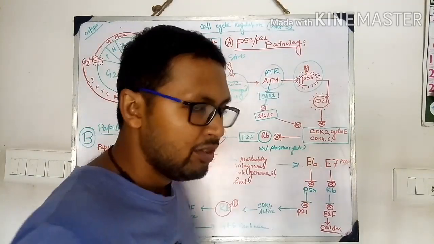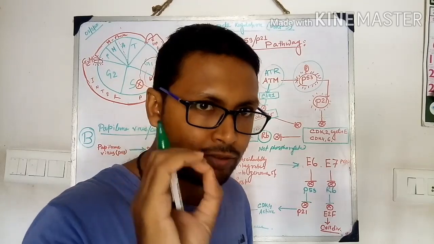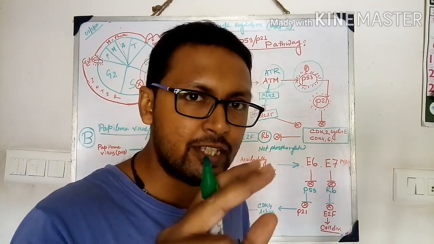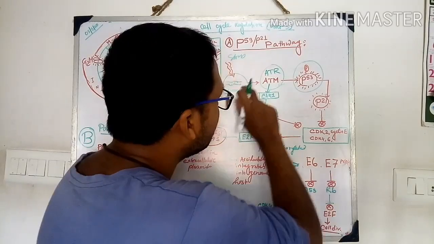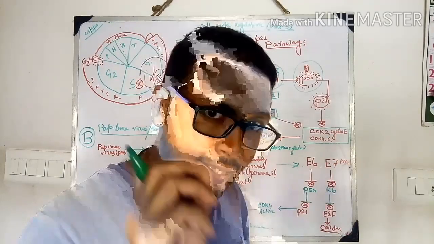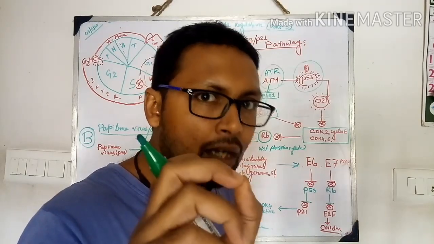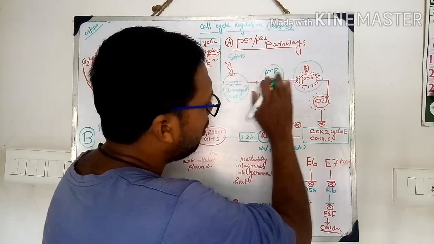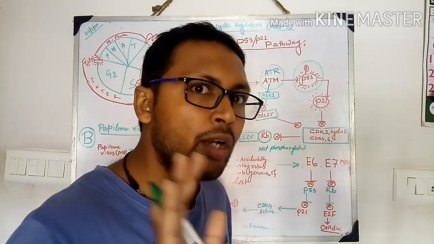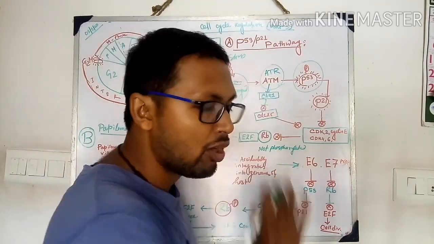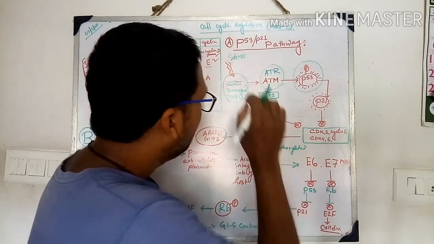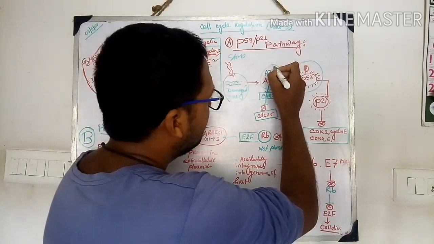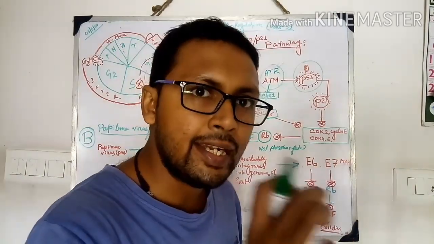You have to understand very clearly that every pathway has two parameters. One is when all the genes are okay, and the other is when any one of the genes is mutated. Now here, all the genes are okay. What will happen if DNA damage occurs under such condition?